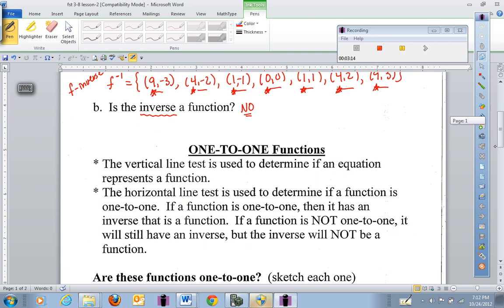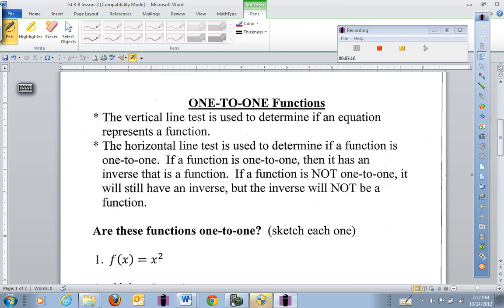Okay, we want to talk about what one-to-one means. You know we have the vertical line test to determine whether an equation represents a function. So if we want to know if something is a function, we pass a vertical line through it, and if it never touches more than one point at a time, then it is a function. Well, the horizontal line test, and you might remember that from last year, we called it the HLT, is used to determine if a function is one-to-one. And what that means is, if a function is one-to-one, then it has an inverse that is a function.